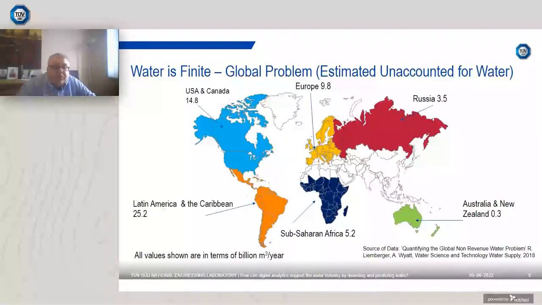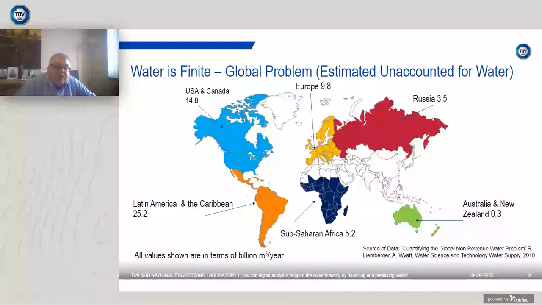This map shows some of the global estimated unaccounted for water levels that have been estimated in 2018. Unaccounted for water is any water that is being produced and is lost before it reaches the customer. The water can be lost in a number of ways: through leakage, through metering inaccuracies, through unbilled consumption, or even theft. It can be seen from the map there are large variations in the levels of unaccounted for water around the world, with very low values of only 0.3 billion metres cubed per year observed in Australia and New Zealand, to much higher levels of 25.2 billion metres cubed per year in Latin America and the Caribbean.